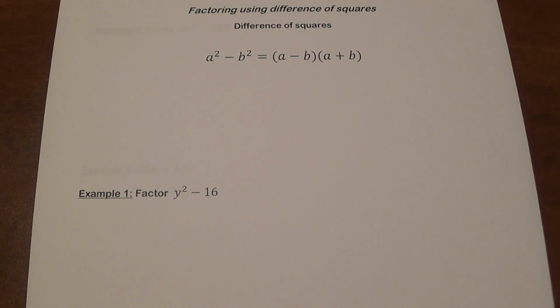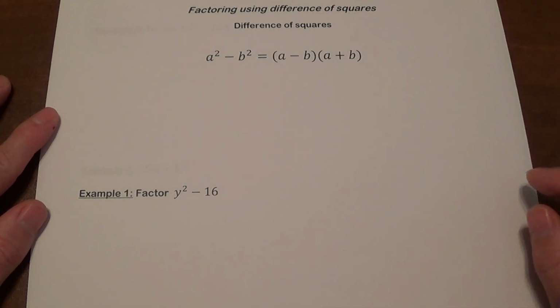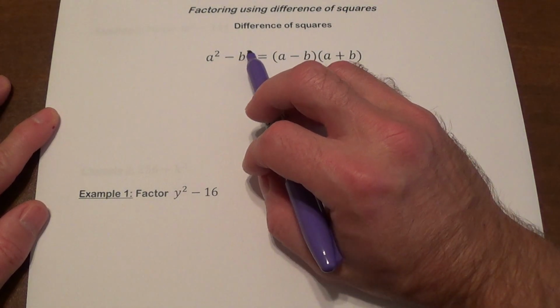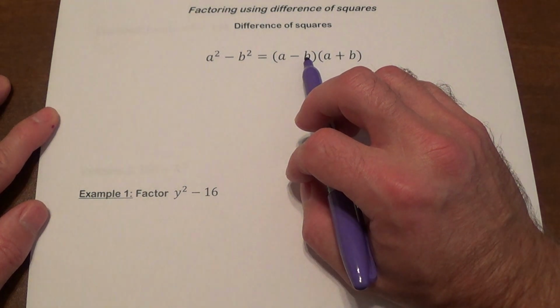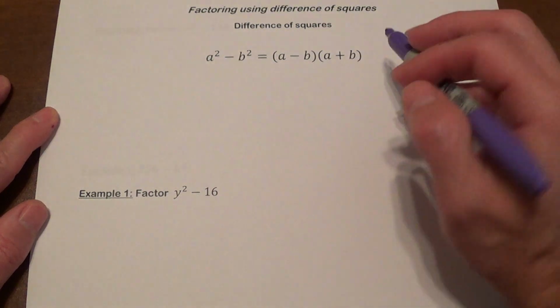Hi, this is a quick lesson on factoring using difference of squares. So difference of squares can always be factored using this. When you have something squared minus something else squared, you can always write it like that quantity minus the other quantity times that quantity plus the other quantity.